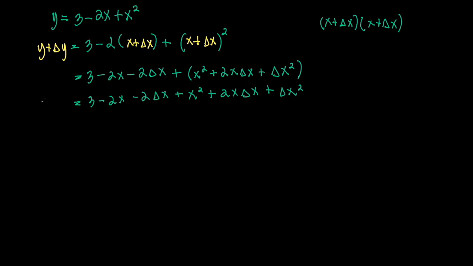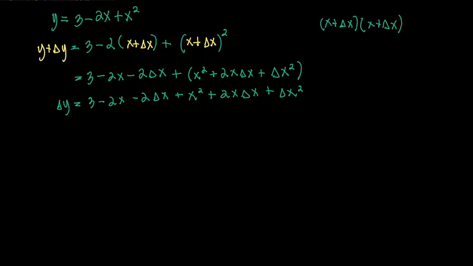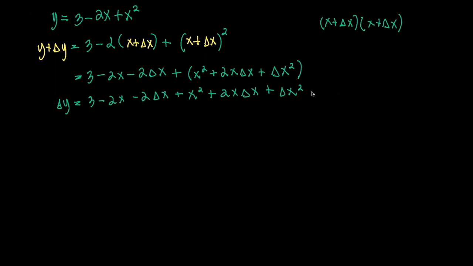So if you can recall, this is still y plus delta y. And we want to isolate delta y here. So we need to subtract both sides by y. Or we just need to transpose this to this side of the equation. So this becomes minus y. Or what is our y here? Y is 3 minus 2x plus x squared. So we can just replace this by 3 minus 2x plus x squared.